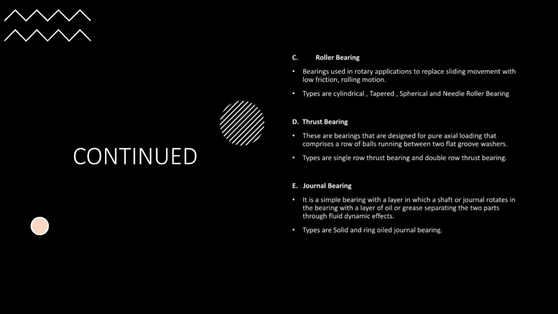And the last type of bearing is a journal bearing, which is a simple bearing in which a shaft or journal rotates in the bearing with a layer of oil or grease separating the two parts through fluid dynamic effects. And the types are solid and ring oil journal bearing.